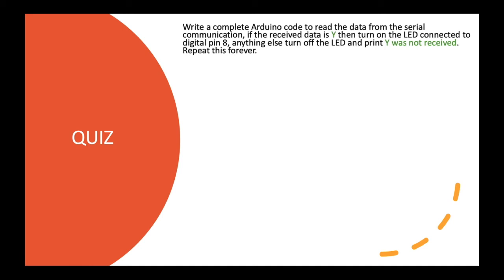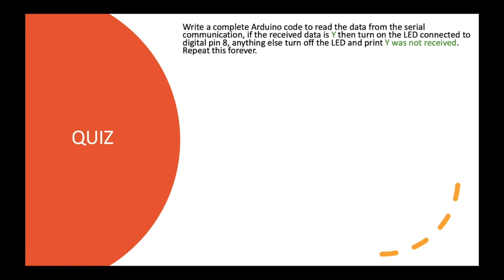So you are expecting some data from a sender. Now, if that received data is character Y, uppercase Y, then you will turn on the LED that is connected to digital pin 8, right? Anything else, you will turn off that LED and print "Y was not received" and repeat this task forever, right?